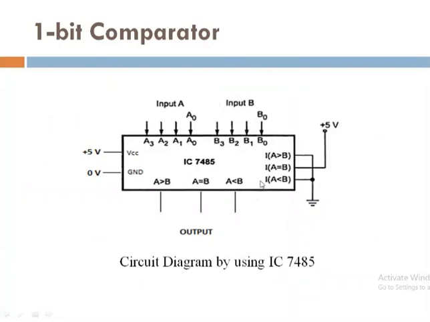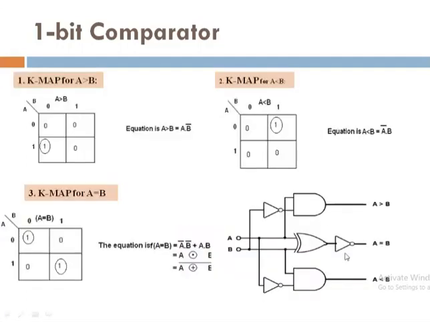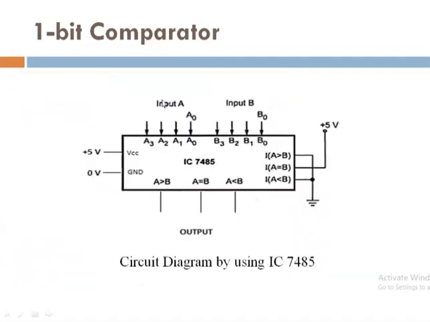Now we can have another circuit diagram with the help of the 7485. See, this circuit diagram we have designed by using the basic gates. Now we can design a 1-bit comparator with the help of IC 7485. While designing this 1-bit comparator with the help of IC 7485, note that this IC is used for a 4-bit comparator.